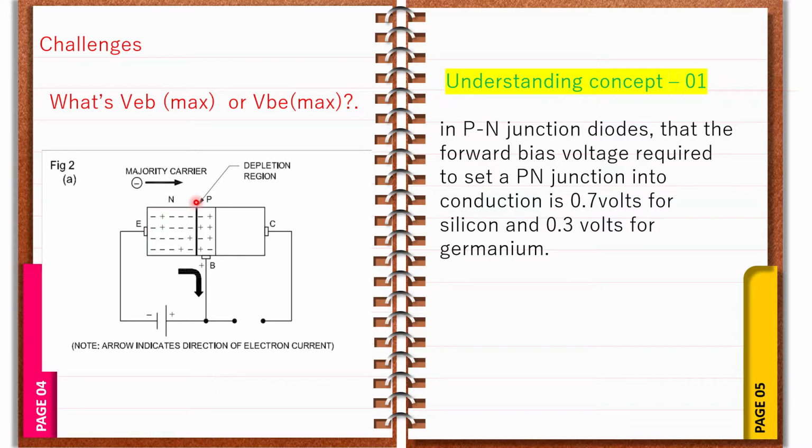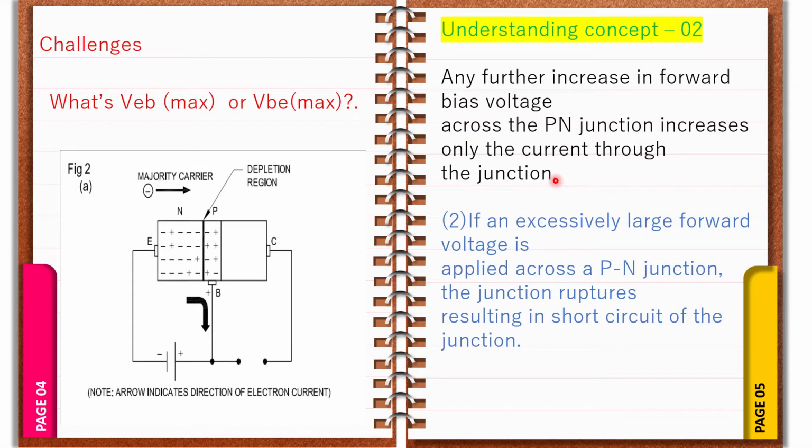Next, suppose the circuit is now in the conduction state, meaning the transistor is on. I gave 0.3 volt for a germanium transistor and the PN junction conducts, it is turned on. Or if it is made of silicon, I gave 0.7 volt, and the PN junction conducts. Now I will increase this supply voltage, the source voltage.